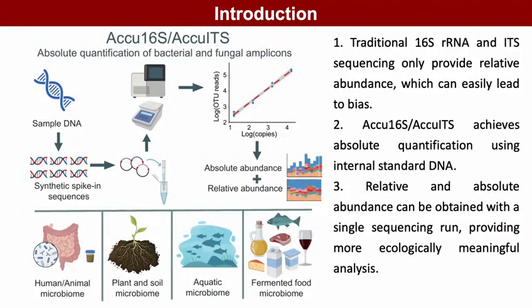Traditional 16S rRNA and ITS sequencing only provide relative abundance, which can easily lead to bias. Accu16S/AccuITS achieves absolute quantification using internal standard DNA. Relative and absolute abundance can be obtained with a single sequencing run, providing more ecologically meaningful analysis.